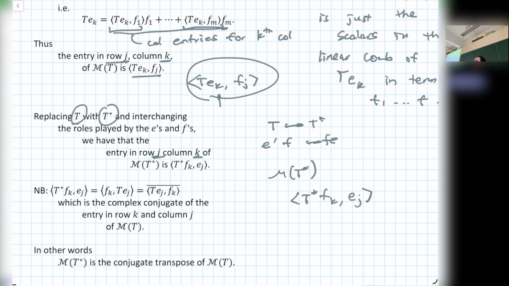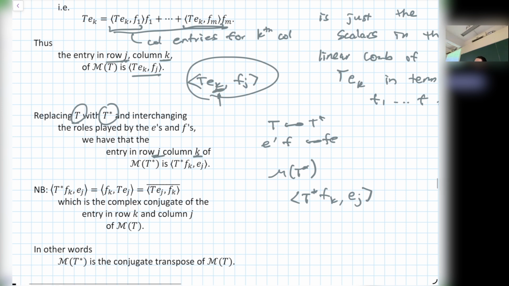All you did was apply the same argument, but for T star. Instead of going from E to F, T star goes from F to E. The index k was on E, now the index k is on F. The index j was on F, and now index j is on E. So you can see what this is. It looks like a transpose, but with the flip, so you get the complex conjugation. That is the thing.